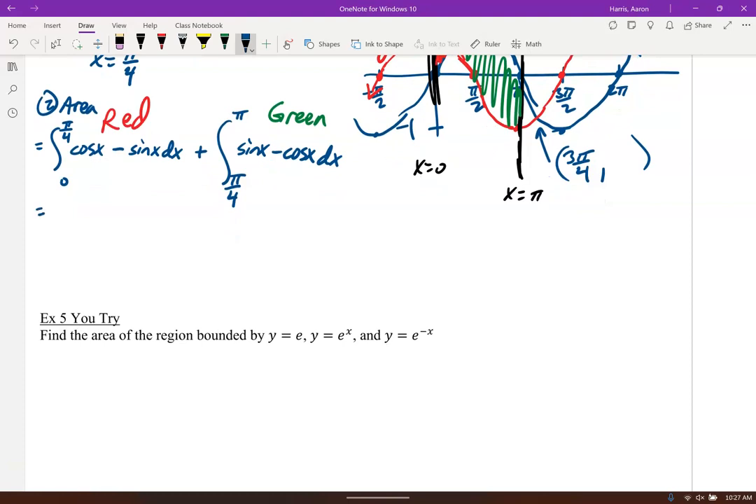So we got the integral of the cosine is the sine. Integral of the sine is negative cosine. Integral of the sine is negative cosine minus integral of the cosine is sine.